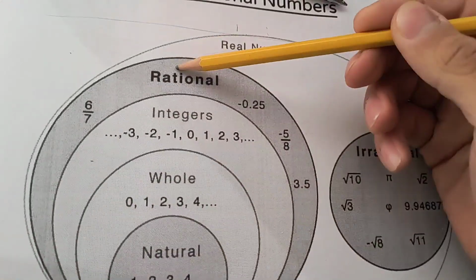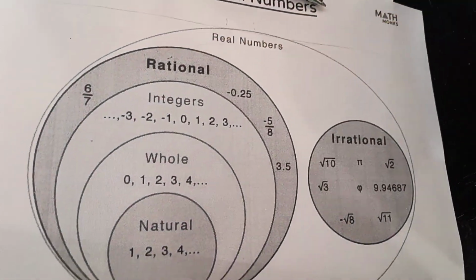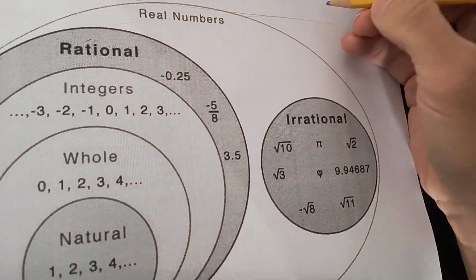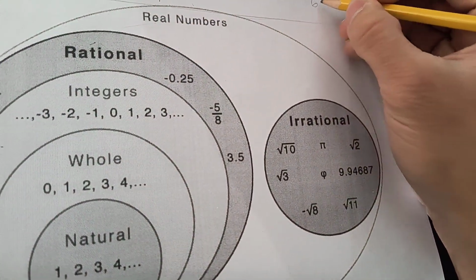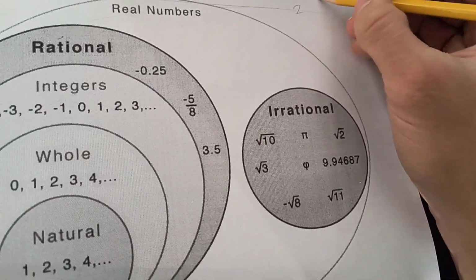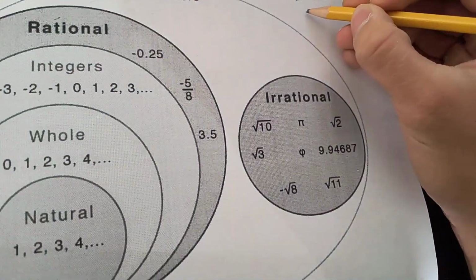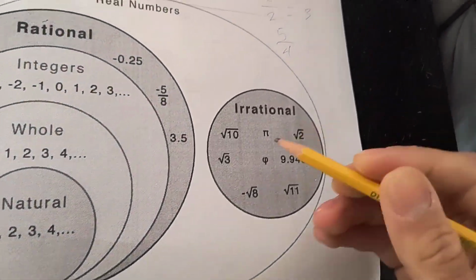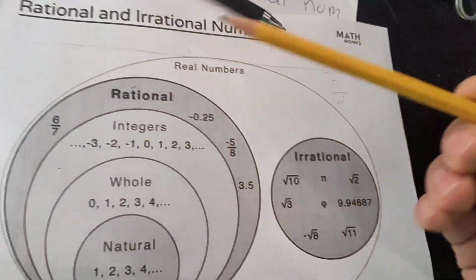Then we have rational numbers, which are all numbers that can be represented by fractions. Like 6 over 2, that's just 3. Or 5 over 4, and whatnot. All numbers that can be represented by fractions.